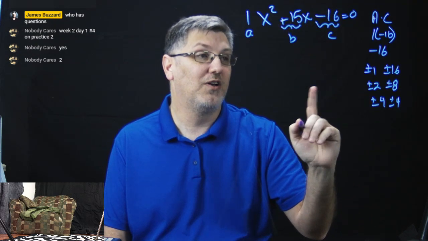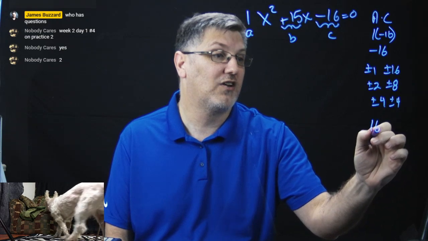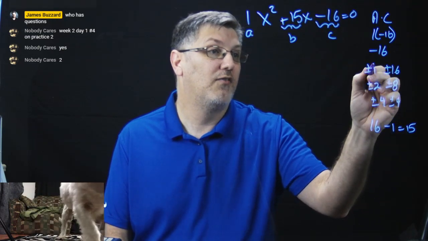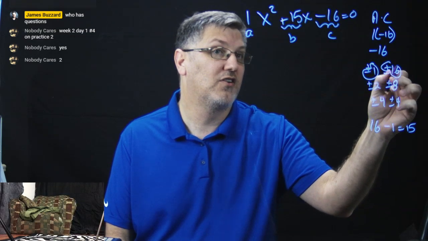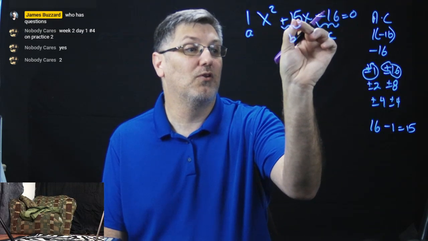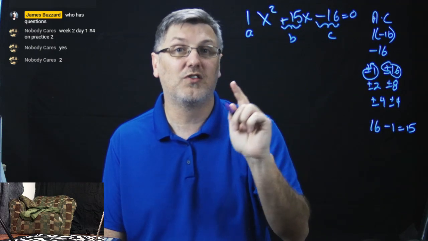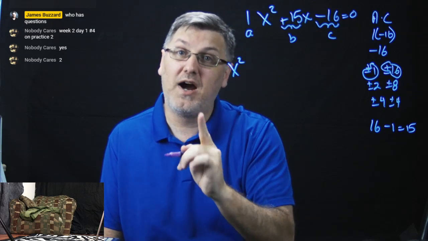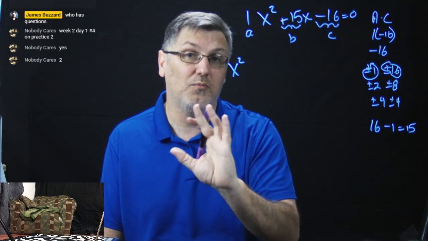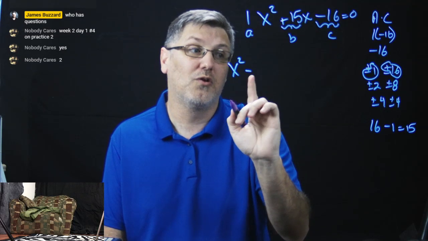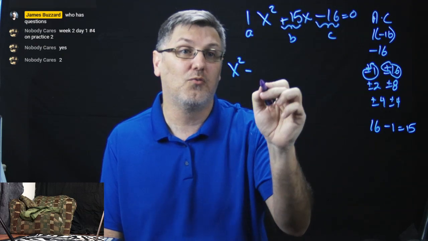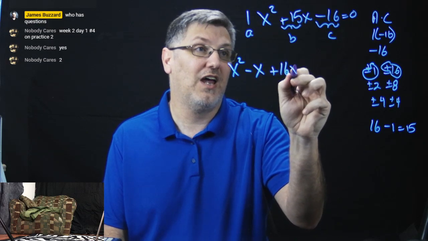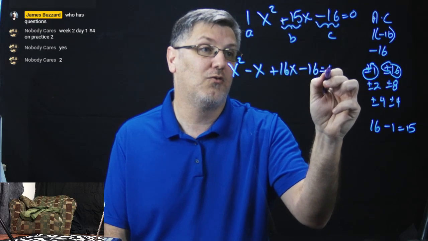Well, because they're going to be different signs, I know that I can do 16 minus 1, and that's going to give me my 15. So I have the negative 1 right here and my positive 16. So I'm going to split this middle term up into these two terms with the x on it. So I'm going to have x squared, and always put your minus. If you have an option, put your minus first so you don't mess up your signs. Minus, and I'm just going to write this as an x, not 1x, but you can write it as a 1x, but minus x plus 16x minus 16 equals 0.